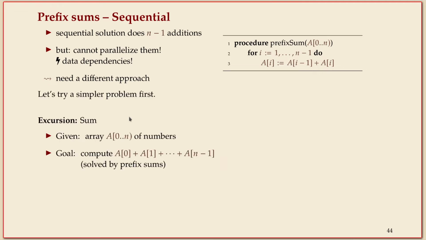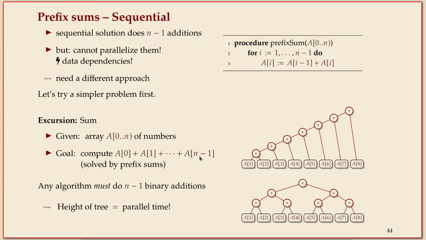And let's simplify the problem a little bit just to see clear. Instead of really doing all the prefix sums, suppose we're just interested in the last entry, the sum of the entire array. This is definitely solved by the prefix sum problem, because we can just take the last entry. But this is a little cleaner to draw.